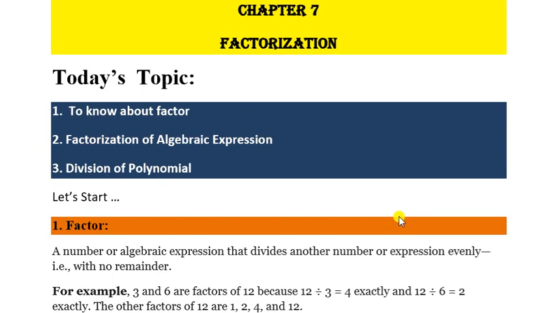I hope we have completed chapter 6. So, today we'll discuss factorization from chapter 7. In this chapter, we'll learn about factors, factorization of algebraic expressions, which is new for you, and division of polynomials.